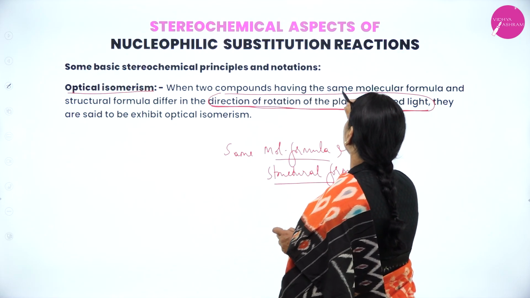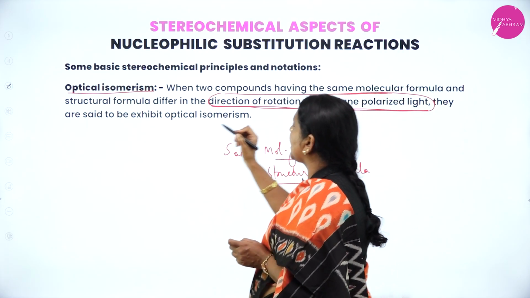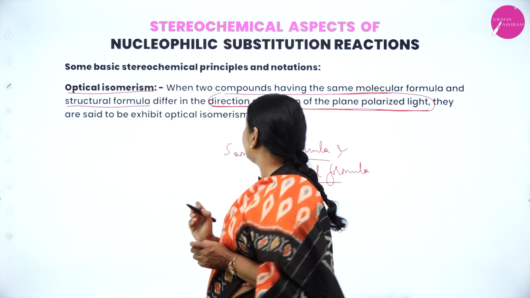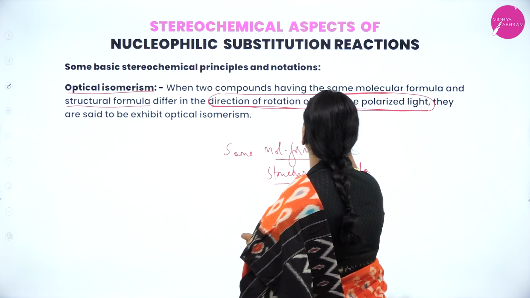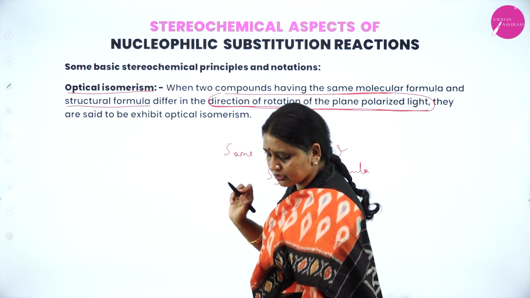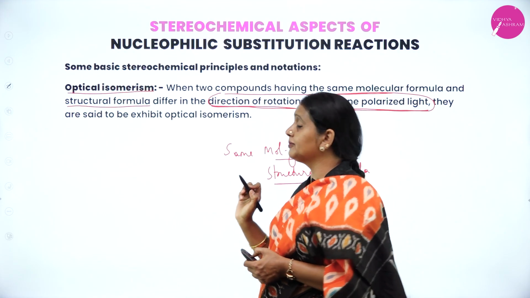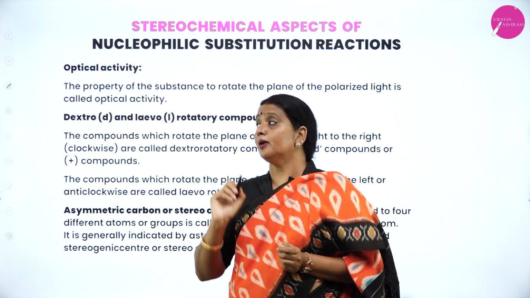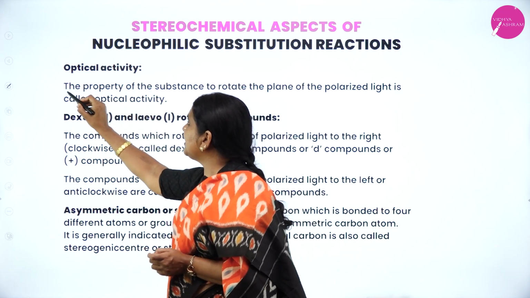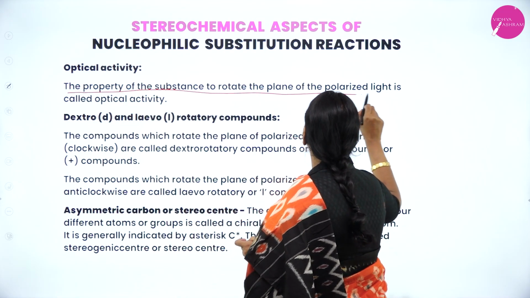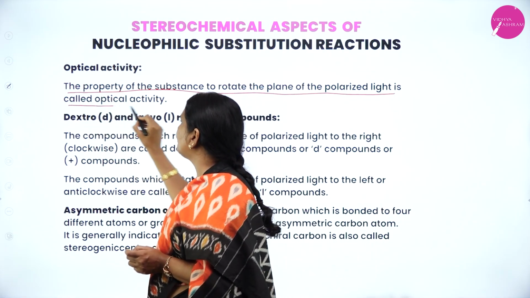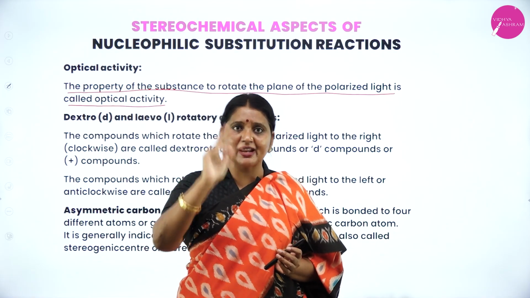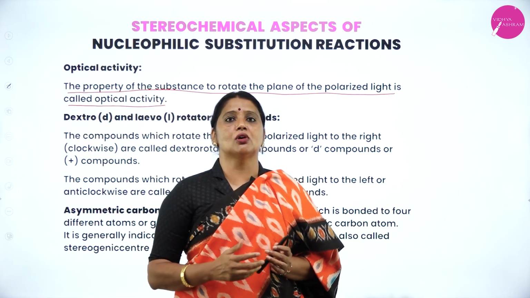My dear student, what is optical isomerism? When two compounds having the same molecular formula and the same structural formula differ in the direction of rotation of plane polarized light, they are said to be optical isomers, and the phenomenon is called optical isomerism. Next, the property of the substance to rotate the plane polarized light is called optical activity.